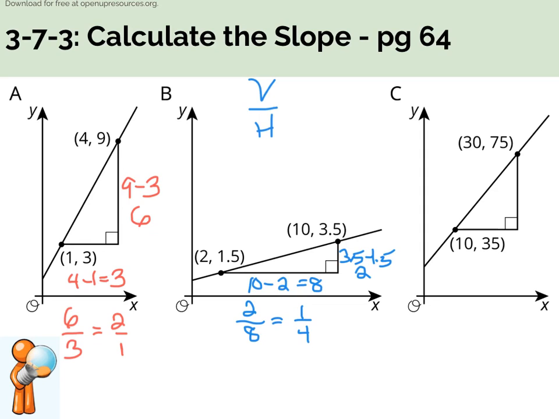Let's go through C. So C is 75 minus 35. Put it in your calculator, press enter, we're going to get 40. And then we're going to subtract our x's, that's our horizontal. We're going to say 30 minus 10. 30 minus 10 is 20. So we're going to have 40 over 20. So is this a skinny or fat fraction? That is a fat fraction. It can be reduced down to 2 over 1. So these are our slopes with the triangles that we have on the lines.